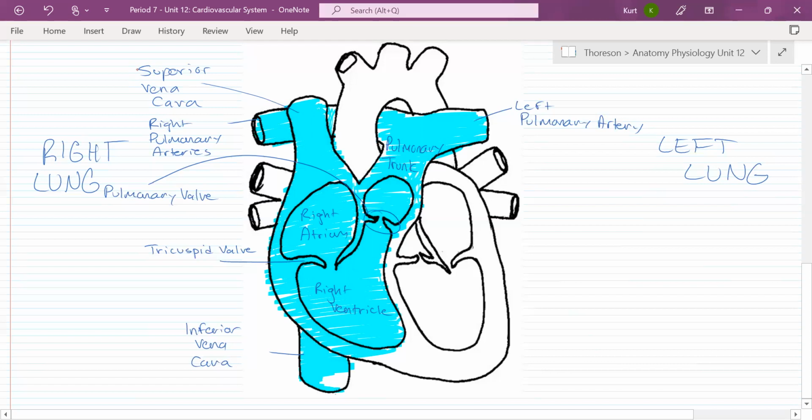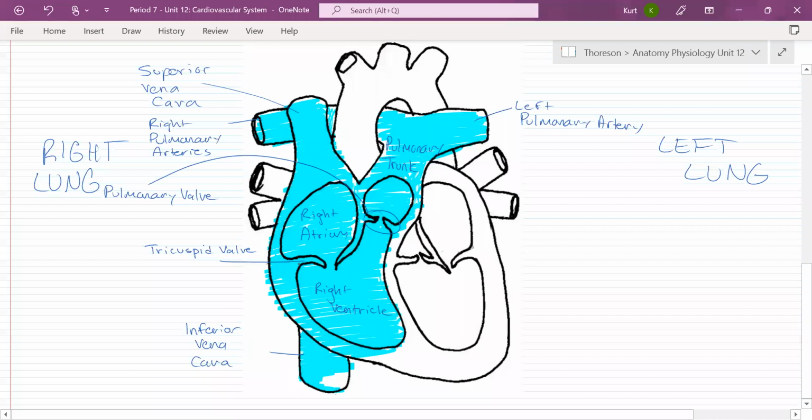Let's go to Lillian. What blood vessels allow oxygenated blood back into your heart from your lungs? They're not just called veins. Pulmonary veins, your left and right pulmonary vein.